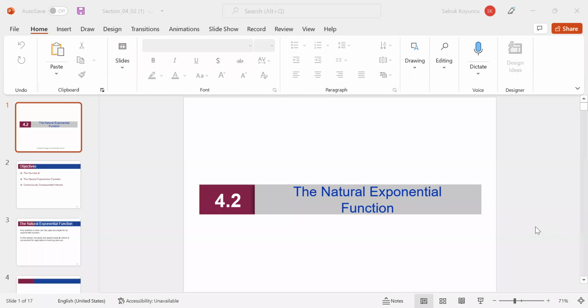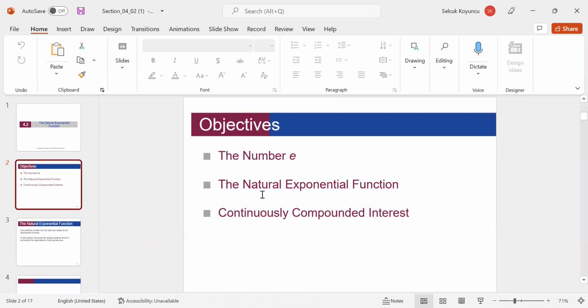Okay, so I'm going to talk about section 4.2. So this is a week 2 module. Okay, so we're going to start with the natural exponential functions. First I'm going to talk about the number e, where the number e is coming from, and then we'll talk about the natural exponential function, and then some applications called continuously compounded interest.